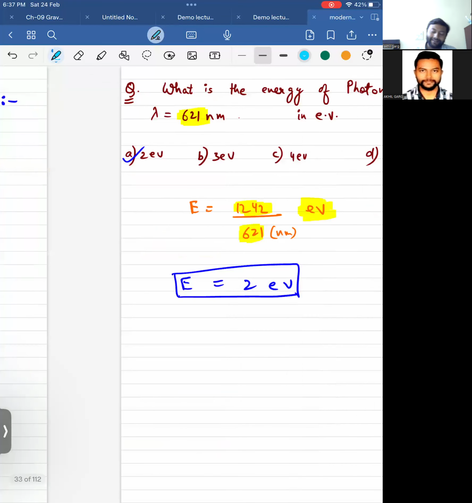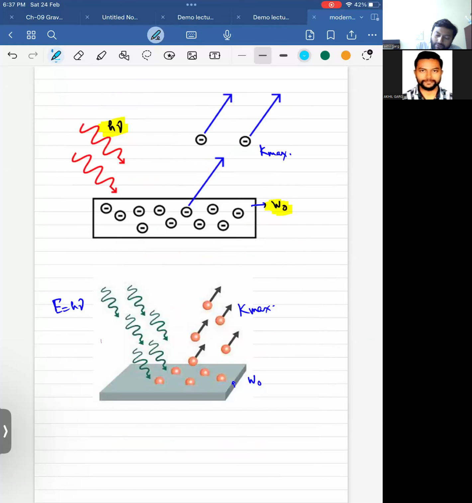Here, when energy E equal to h nu is incident on a metal surface consisting of free electrons, electrons get excited out of it and they get a sufficient amount of energy, that is Kmax. The amount of energy required to just escape from the metal surface is the work function. What is work function? Work function is the minimum amount of energy required to escape an electron from the metal surface.